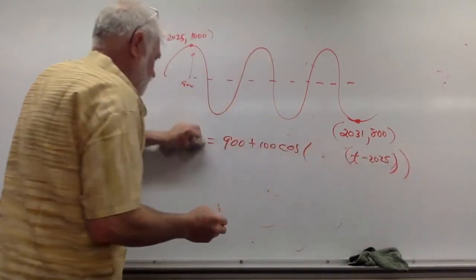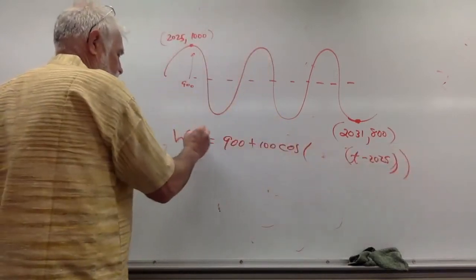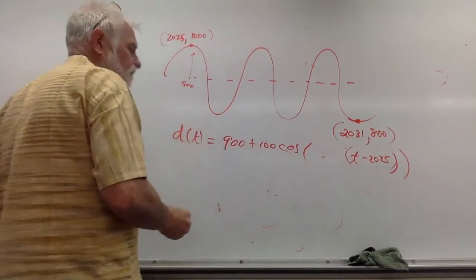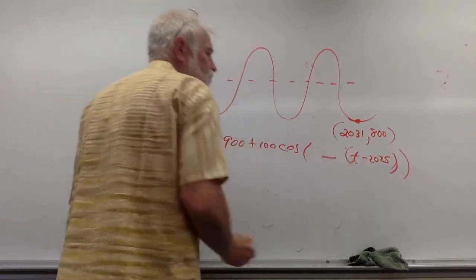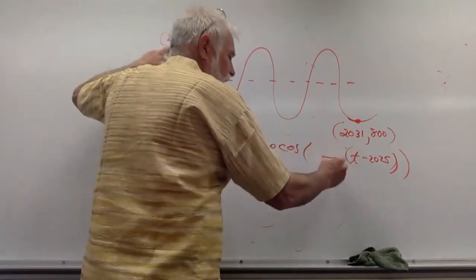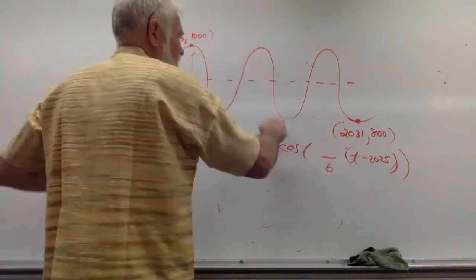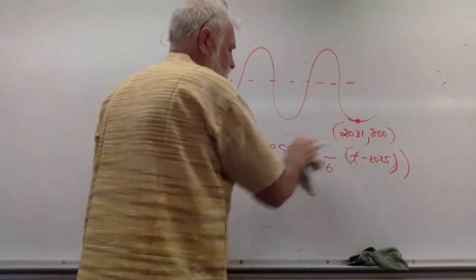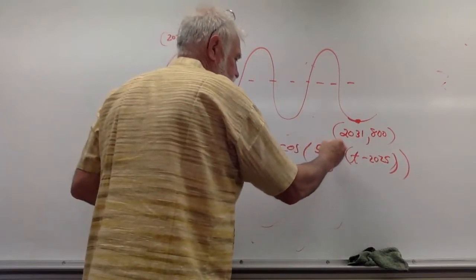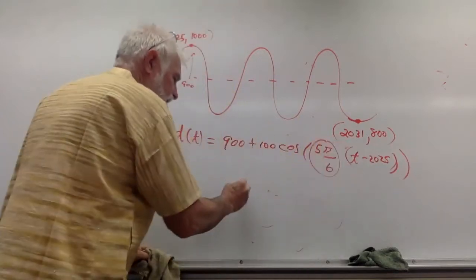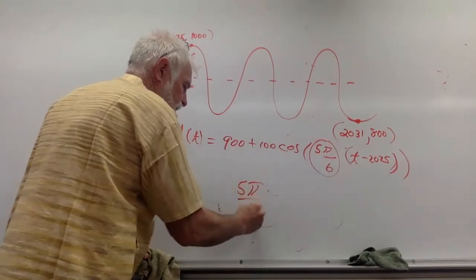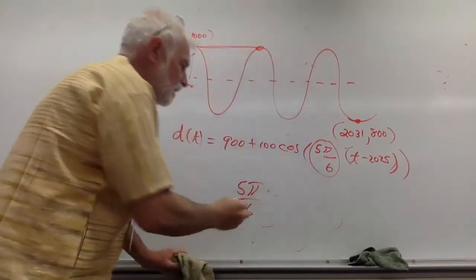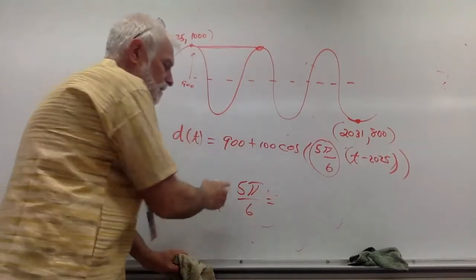Oh, I forgot to write height as a function of time, or distance from the center line as a function of time. So what's elapsed? 6 years has elapsed, and we want 1 pi, 2 pi, 3 pi, 4 pi, 5 pi. So 5 pi over 6. We're going to find some shortcuts for finding the period. The period of the function is from here to here. A lot of standardized tests will ask you to find the period of the function. So what's the period of the function?